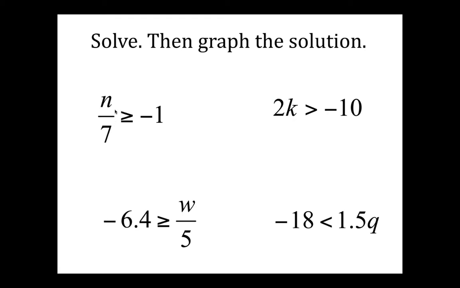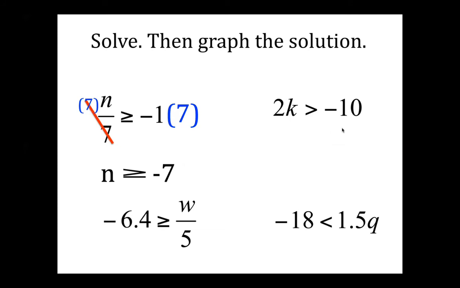Identify what operation is keeping your variable from being isolated. It's the division of 7. So go ahead and cancel out the division using inverse operations by multiplying by 7 on both sides. 7 will cancel out in the n over 7, and then you're left with n is greater than or equal to -7. And there's your final inequality. Let's look at the next example.